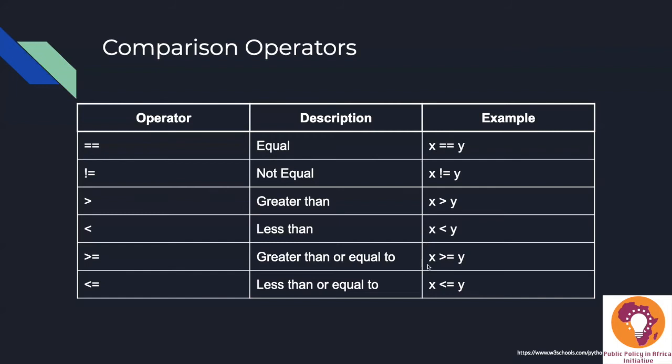But for the greater than or equal to, if x is 6 or x is 5 and y is 5, in both of those cases it's going to evaluate to true. Then we have the less than or equal to operator. Again, if they're equal, it'll evaluate to true, and if x is less than y, then it'll evaluate to true. But if x is greater than y, that's the only case where it'll evaluate to false. Any questions on this slide?